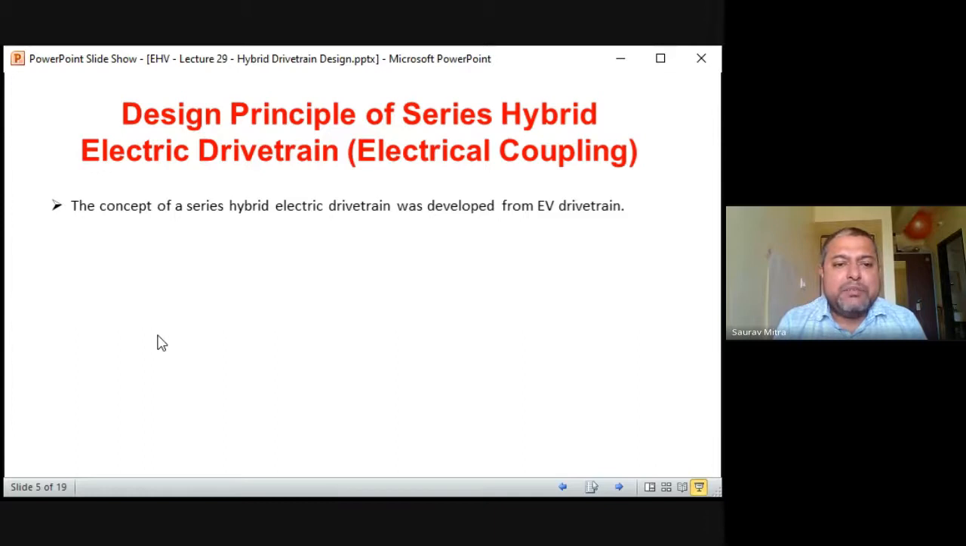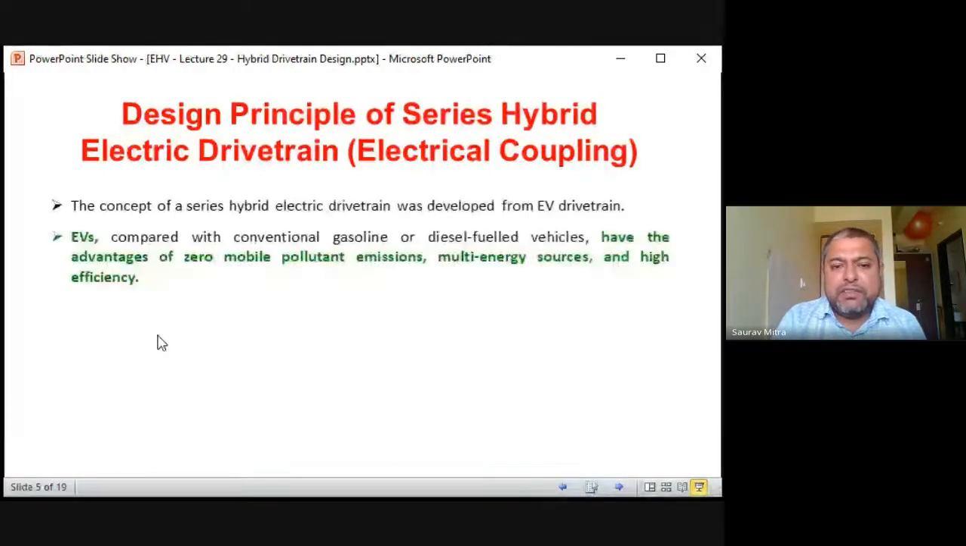So the concept of a hybrid electric drivetrain was developed from the EV drivetrain. Whenever EV was developed, at that time this hybrid was also developed. EVs compared with the conventional gasoline or diesel vehicle have advantages. We have many times seen what the advantages of EVs are. The main advantage is that it is a clean source of energy. Second, pollutant emission is zero, multi-energy sources, and high efficiency. The efficiency of EV is more than the efficiency of whatever IC engine we find.